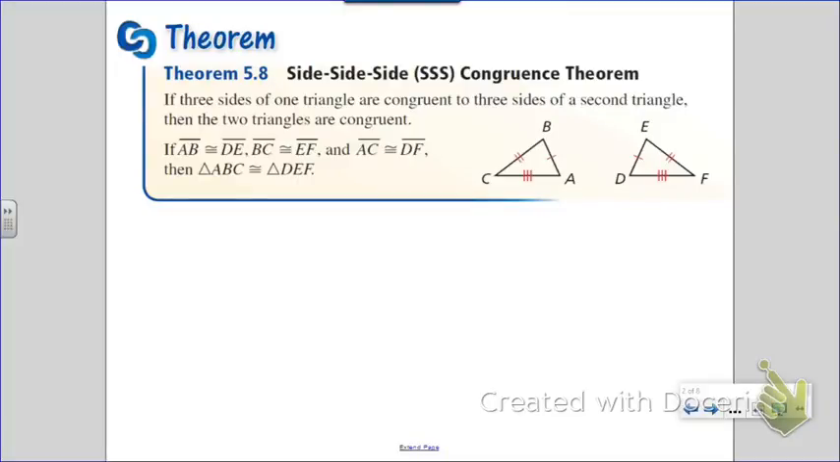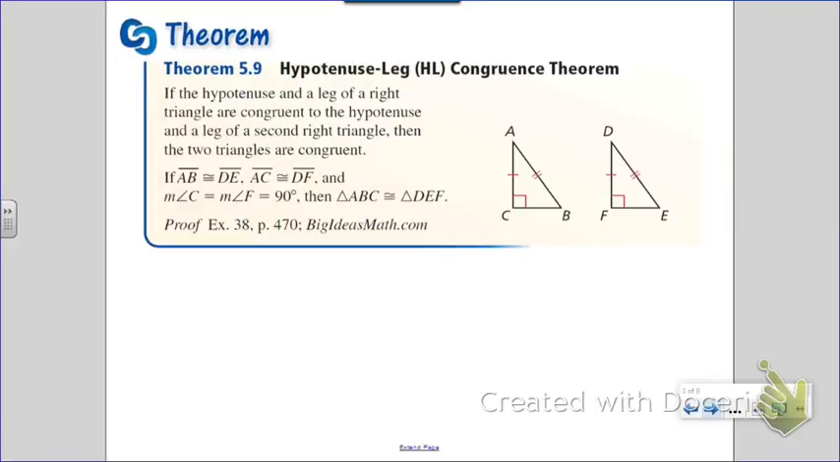Today's lesson is on the side-side-side and hypotenuse-leg congruence theorems. Side-side-side states, if three sides of one triangle are congruent to three sides of a second triangle, then the two triangles are congruent. The hypotenuse-leg theorem states, if the hypotenuse and a leg of a right triangle are congruent to the hypotenuse and leg of a second triangle, then the two triangles are congruent.